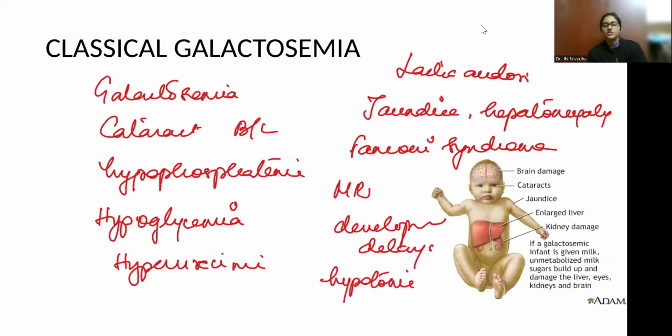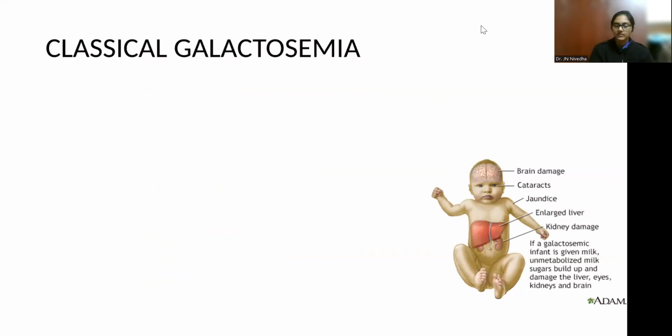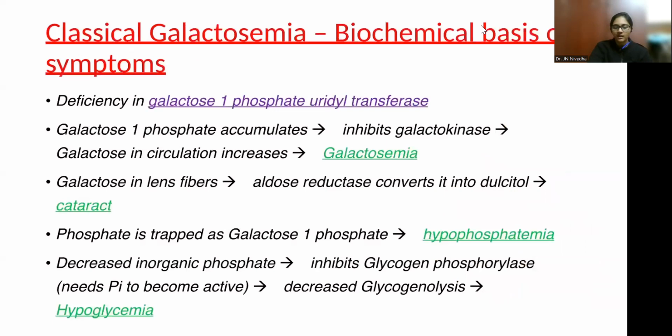All right, so these are the features of classical galactosemia. Now, in that question, we had discussed what is your diagnosis, and what is the biochemical basis of all the features of galactosemia. So these are the symptoms and the biochemical basis of the various symptoms. We've seen that there is deficiency of galactose 1-phosphate uridyl transferase, and galactosemia is present.